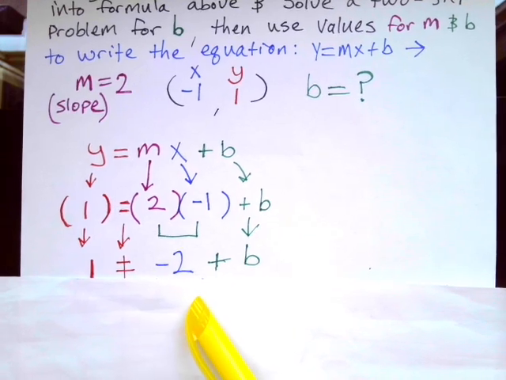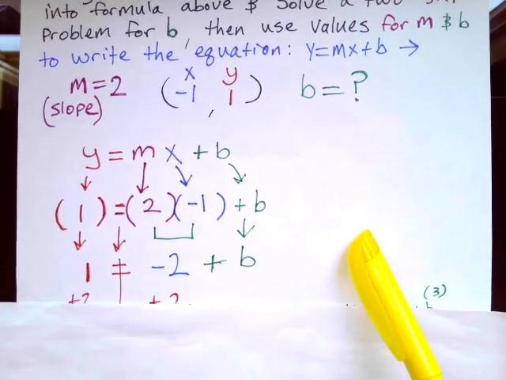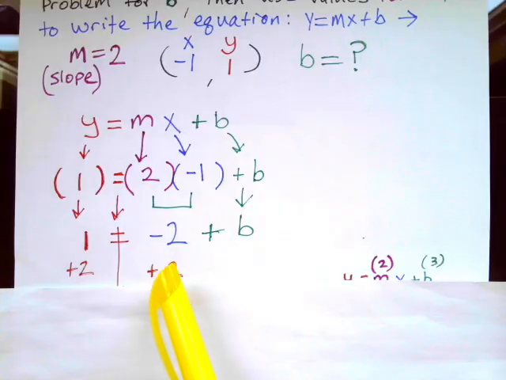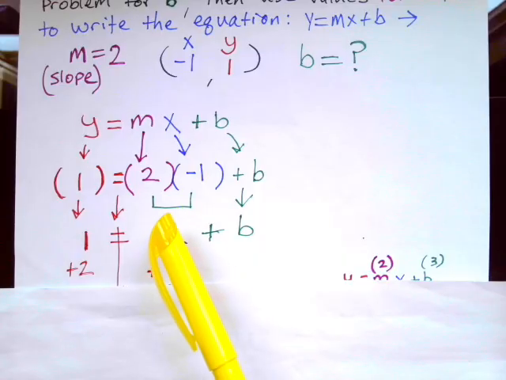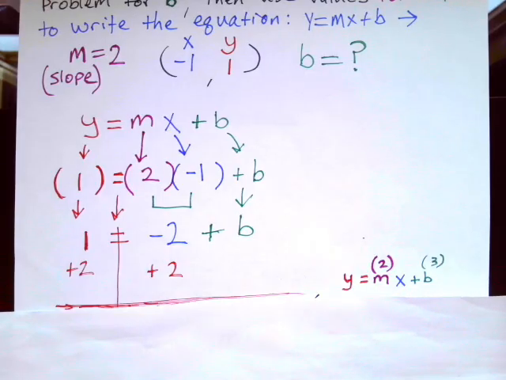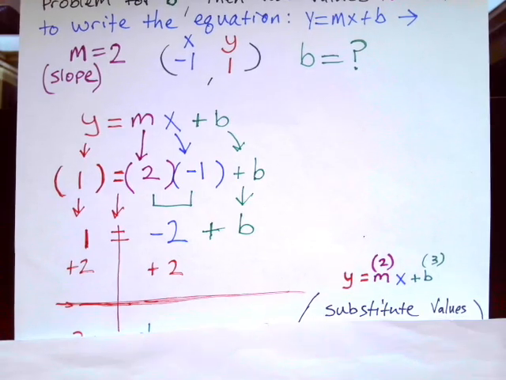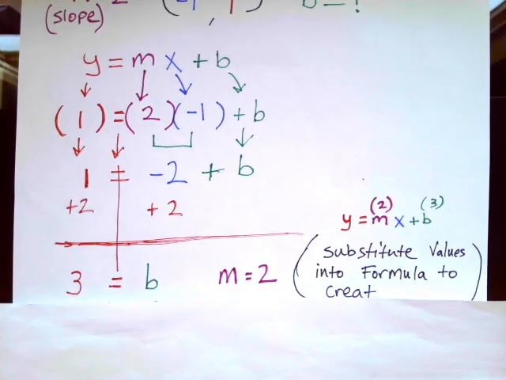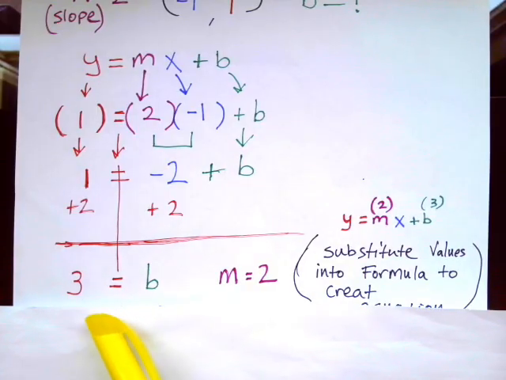How do I do that? I'm one step closer to get b all by itself. I do the inverse, or the opposite. So the opposite of negative 2 is positive 2, or adding 2. What I do to one side of the equal sign, I have to do to the other side of the equal sign. Negative 2 plus 2 is 0. Now b is all by itself. 1 plus 2 is 3. Okay, there we go. 1 plus 2 is 3. Okay, so b equals 3.